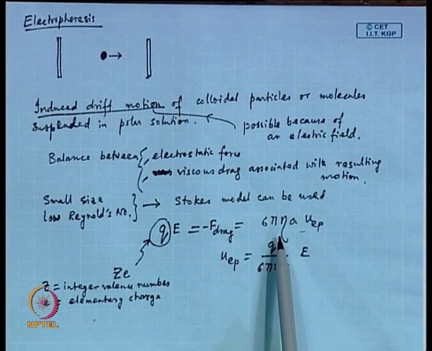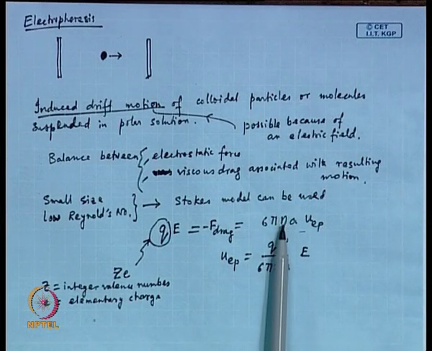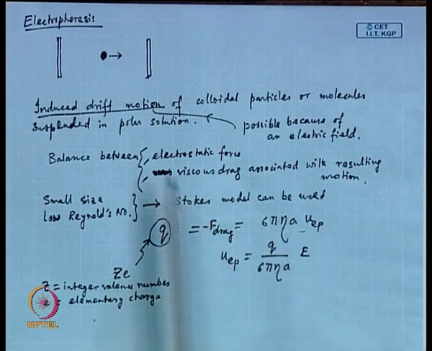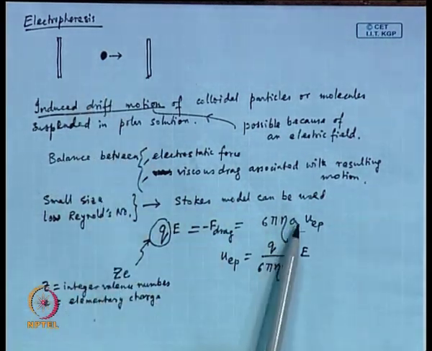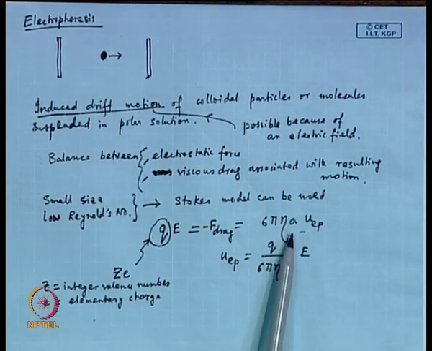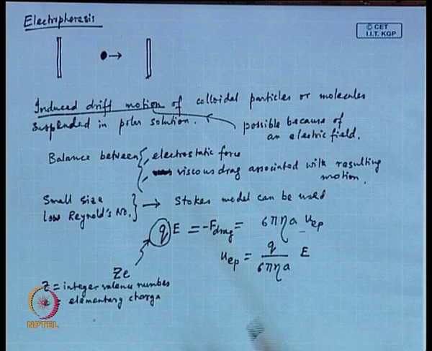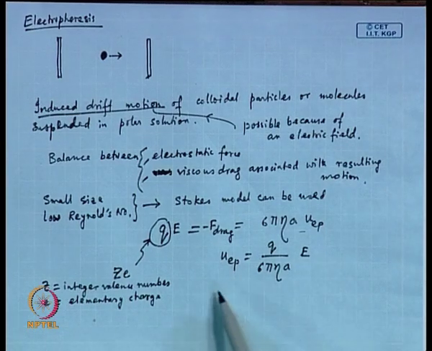Eta is the viscosity. In fact, we have discussed this Stokes model while defining diffusivity. I remember, when we defined diffusivity at the very beginning of this course, the Stokes-Einstein formula, there we talked about this formula. Eta is the viscosity of the medium, and A is the radius of the particle. So, 6 pi eta A, and U E P is the terminal, steady state velocity this particle has reached. This is the formula.